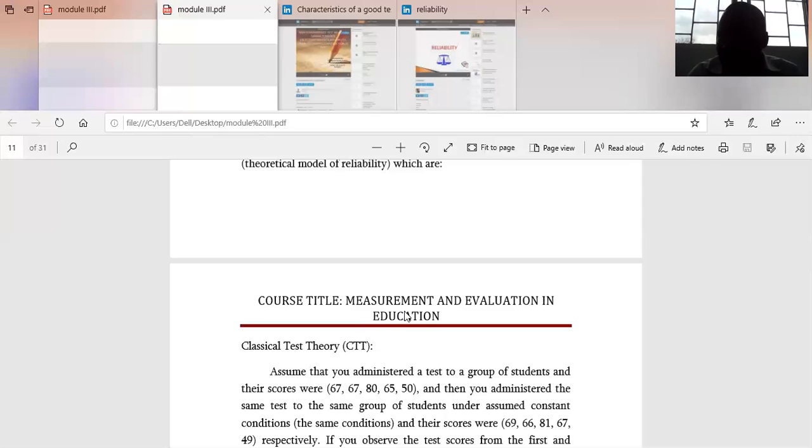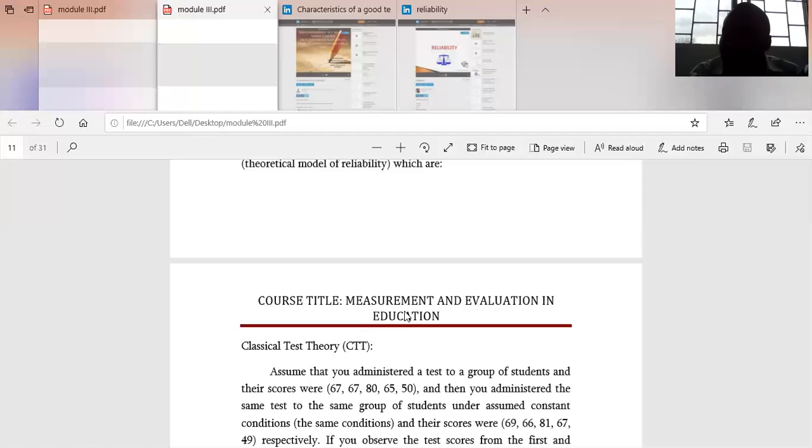Let's take an example. Assume that you have administered a test to a group of students and they have scored 67, 67, 80, 65, and 50. It means that you have, let's say, 5 students in your class. The first student scored 67, the second one again 67, the other one 80, the other one 65, and the last one 50.